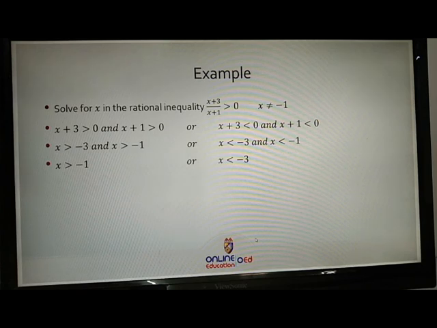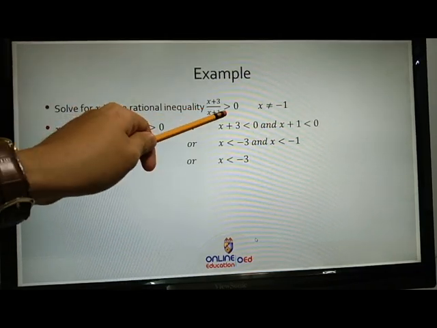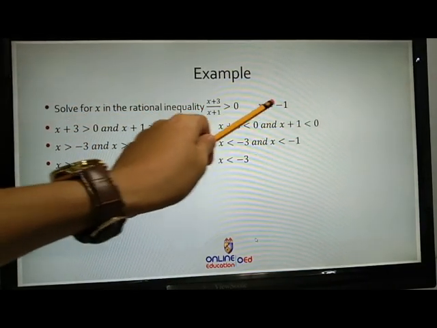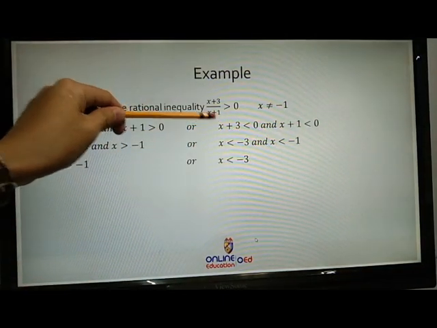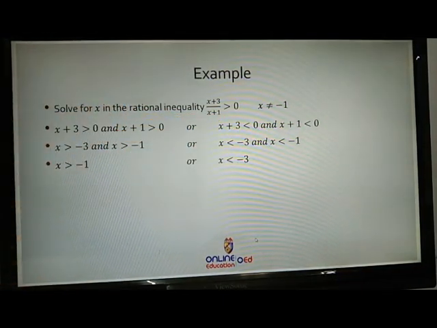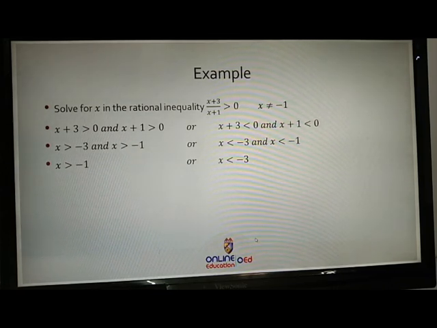So, for example, solve for x in the rational inequality, x plus 3 over x plus 1, that is greater than 0, where x should not be equal to negative 1. Kasi kapag negative 1 to, yung x magiging undefined or 0 yung denominator. Okay? So, next step natin is to break natin yung numerator and denominator.